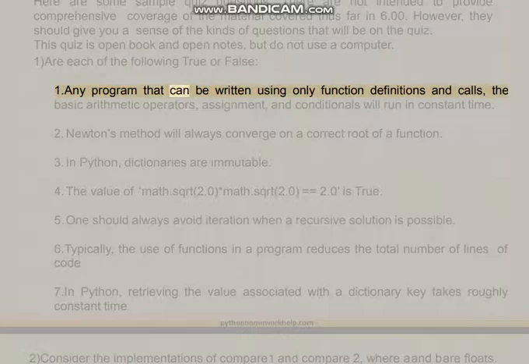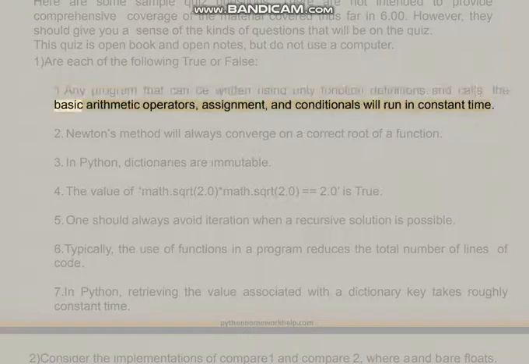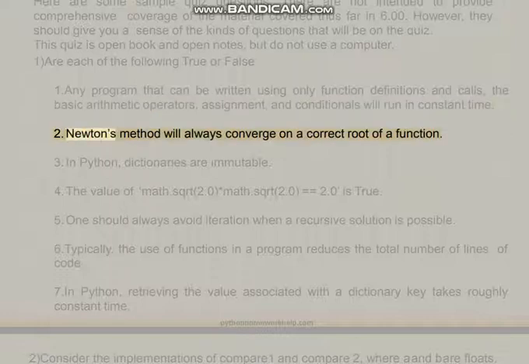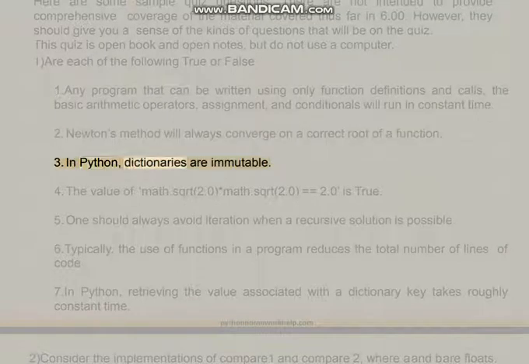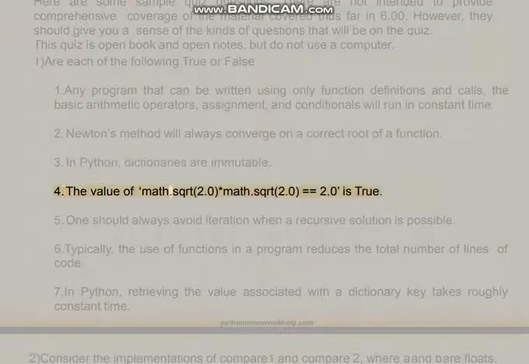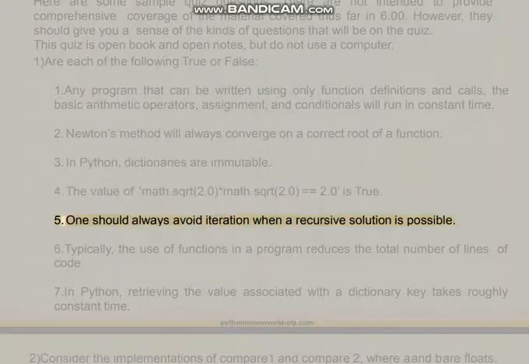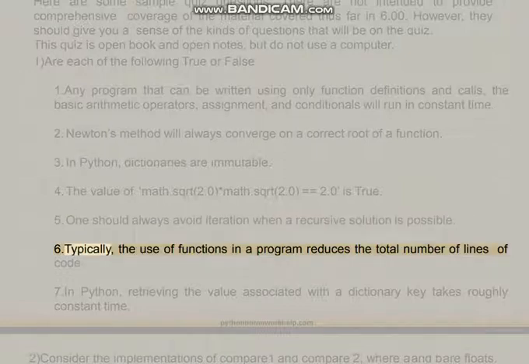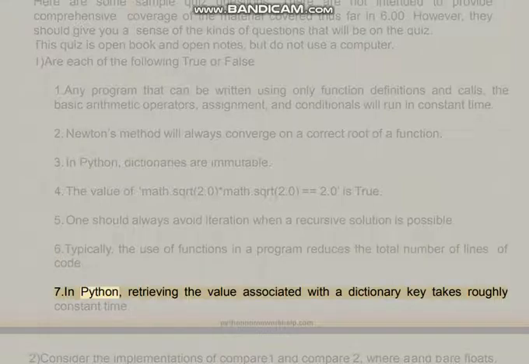1. Any program that can be written using only function definitions and calls, the basic arithmetic operators, assignment, and conditionals will run in constant time. 2. Newton's method will always converge on a correct root of a function. 3. In Python, dictionaries are immutable. 4. The value of math.sqrt(2.0) * math.sqrt(2.0) == 2.0 is true. 5. One should always avoid iteration when a recursive solution is possible. 6. Typically, the use of functions in a program reduces the total number of lines of code. 7. In Python, retrieving the value associated with a dictionary key takes roughly constant time.